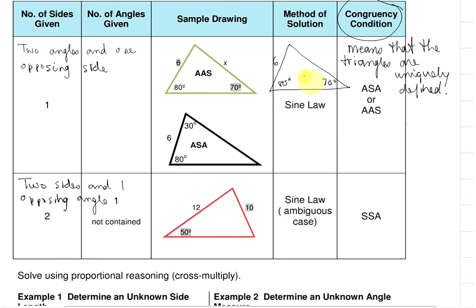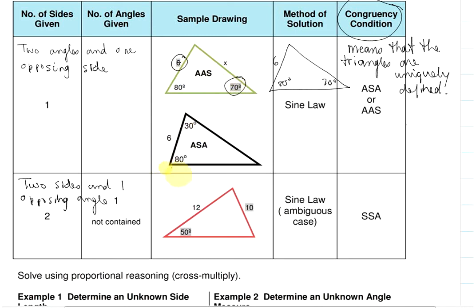Now in terms of the sine law, it's really important that you have a given side opposite a given angle. If you have that situation, then you could use the sine law.